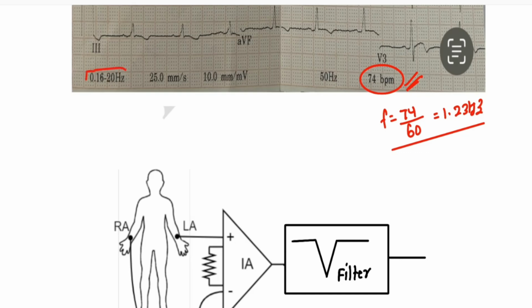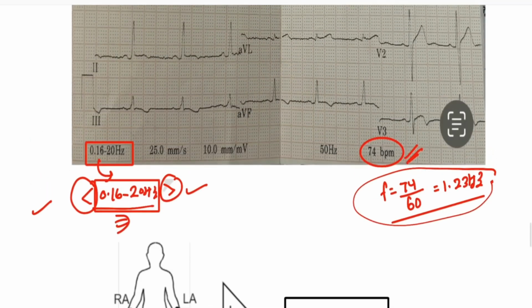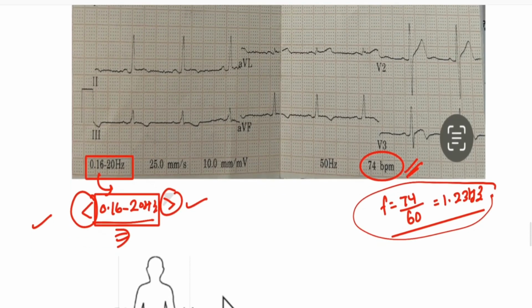They have a setting. Here they have taken 0.16 to 20 hertz. Anything less than this frequency will be filtered out and anything greater than this frequency will be filtered out. Only this frequency range will be passed through. So my heart frequency is 1.23 hertz, so that will pass, and any frequency out of the range will be stopped. This is my ECG report, I recently went to the hospital. This is the frequency, this is common mode noise.